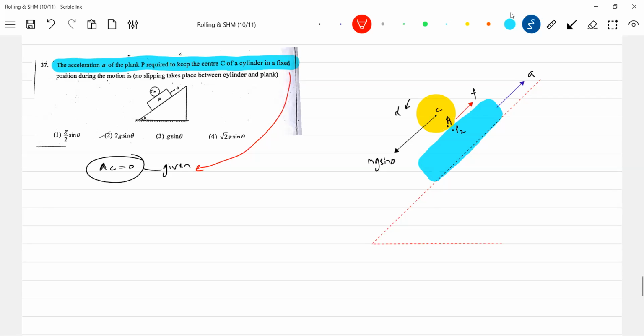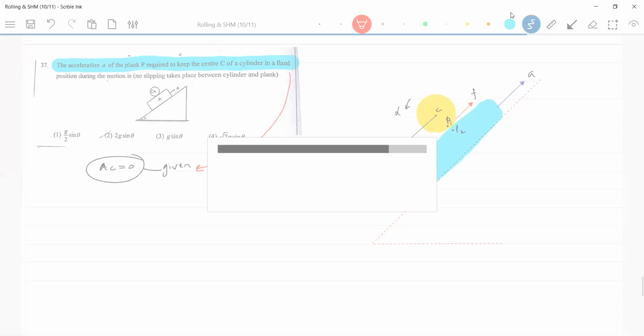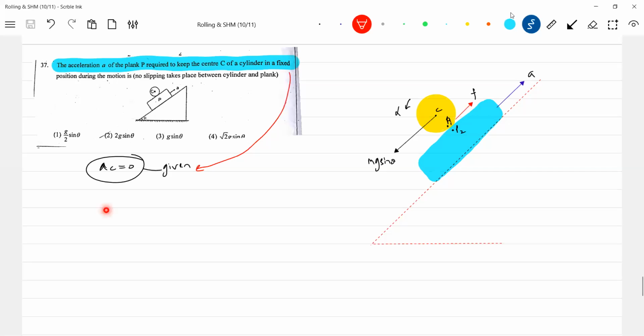If the acceleration of point C is 0, then F should be equal to mg sin theta. F into R should be equal to mR square by 2 into alpha. So alpha equals 2g sin theta by R.